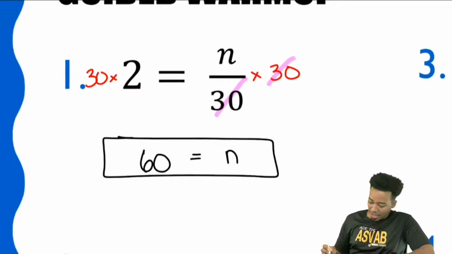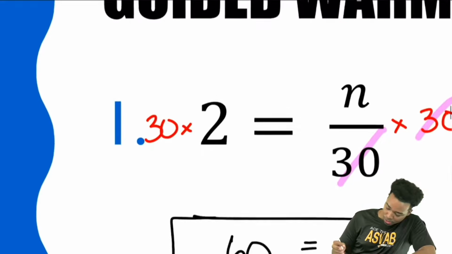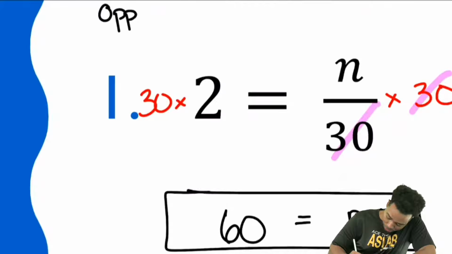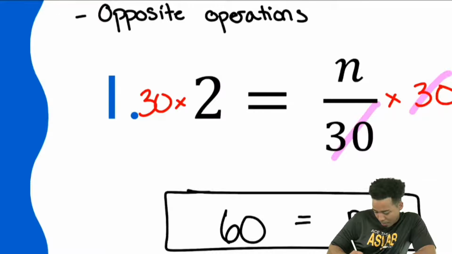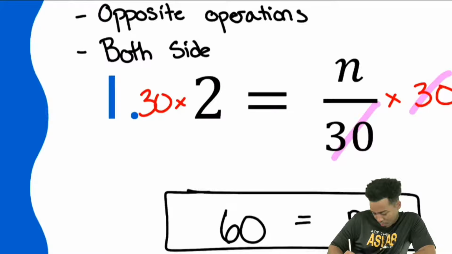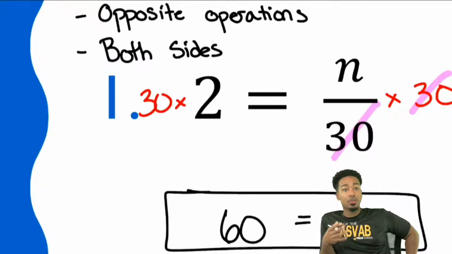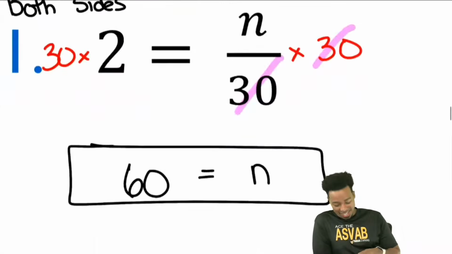Boom, right there. Again, I'm going to write this down one more time before I continue. We're doing opposite operations, and we're doing it to both sides. That's really it. As long as you're focusing on opposite operations to both sides, you can solve any linear equation. Emphasis on linear. So with that, let's go ahead and get into number 2 here.